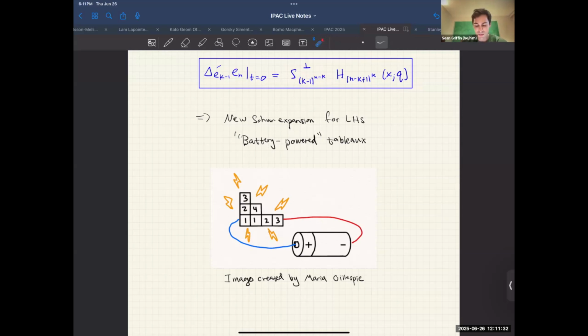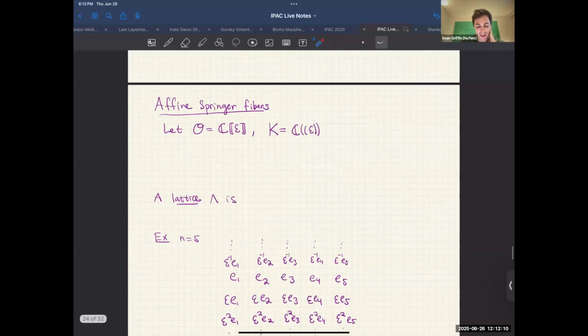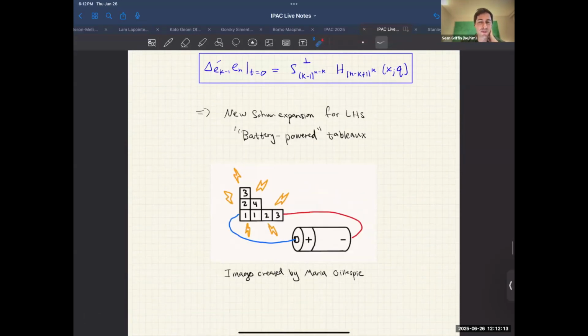And so what you end up with is a new Schur expansion for the left-hand side for the Delta theorem at t equals 0. And we write this in terms of objects that we'd like to call battery-powered tableaux. And Maria created this nice image to represent that, where you're plugging in a rectangular partition down here and computing the cocharge of the whole thing. So it kind of adds extra charge in a way. Okay. Are there any other questions on that part before I move on?